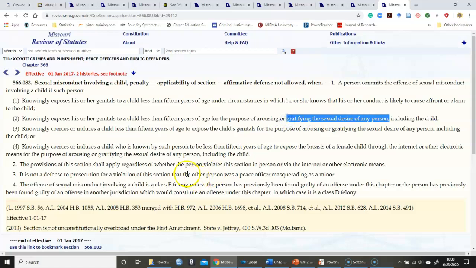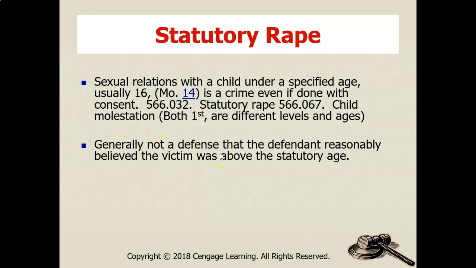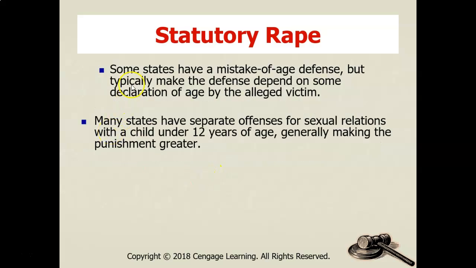So this is something that you could get a call on or be working that case that a person may argue that it was an accident, but you have to look at what was that person actually trying to do by exposing themselves. In most cases, if the defendant argues that they believed the person was a certain age, it's not going to be a defense. So some mistakes could be, but typically the defense depends on the declaration of age by the alleged victim. And then what does the victim actually look like? If they're under a certain age, depending on what state you live in, there's going to be no defense.